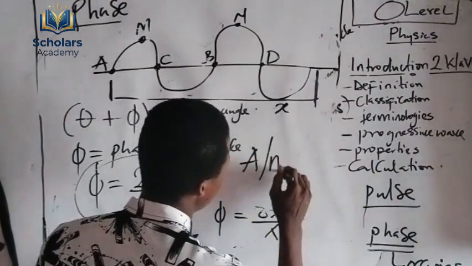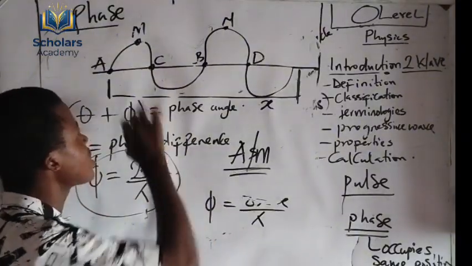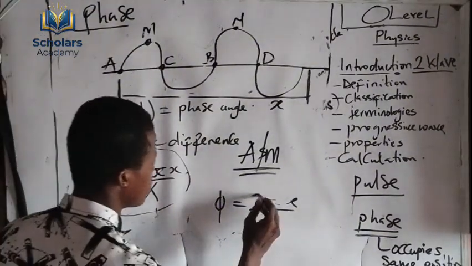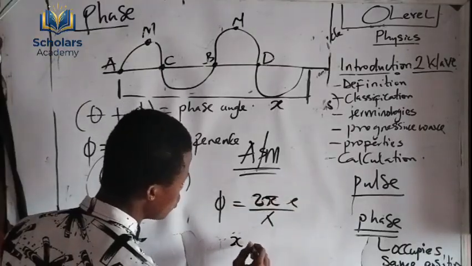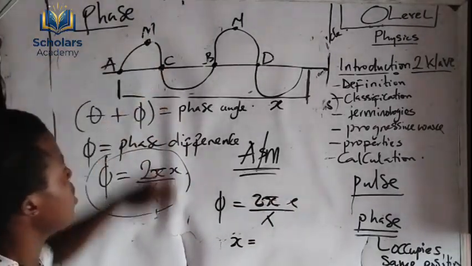A and M, they are out of phase. Very good. So we want to know what the phase angle there is. Now look at this. First, you have to come to the displacement. You ask yourself, what's the displacement between A and M?